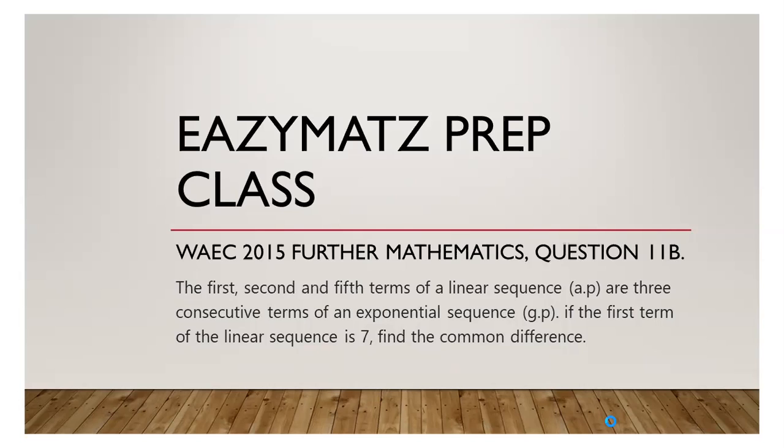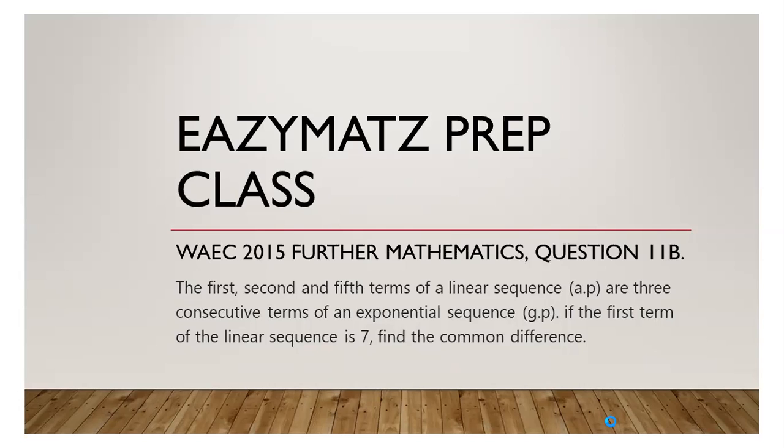I believe you know we have AP, arithmetic progression, also known as the linear sequence. That's where you have the common difference. But for GP, also known as exponential sequence or geometric sequence, that's when we talk about common ratio. The thing with this question is that the first, second, and fifth terms of the linear sequence are three consecutive terms. Every time you find the word consecutive, it means they follow one another, like consecutive integers 1, 2, 3, consecutive odd numbers 1, 3, 5, or consecutive even numbers 2, 4, 6, 8. That's what the word consecutive means.